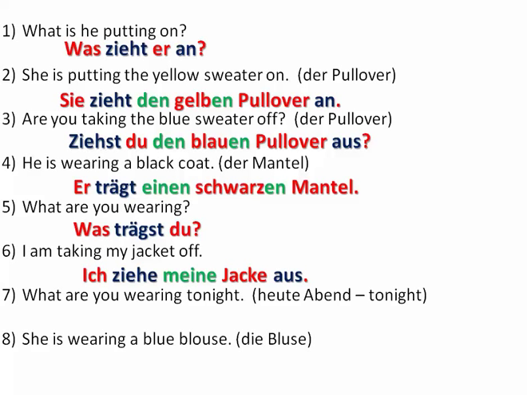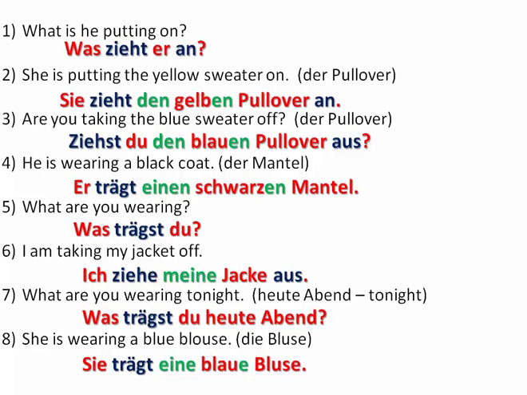What are you wearing tonight? It's really what wear you tonight. So was trägst du heute Abend? Was trägst du heute Abend? She is wearing a blue blouse. Sie trägt. Okay, Bluse is a feminine noun, so eine is going to make for a. Sie trägt eine. We're going to add that e onto the adjective, blau. So sie trägt eine blaue Bluse.